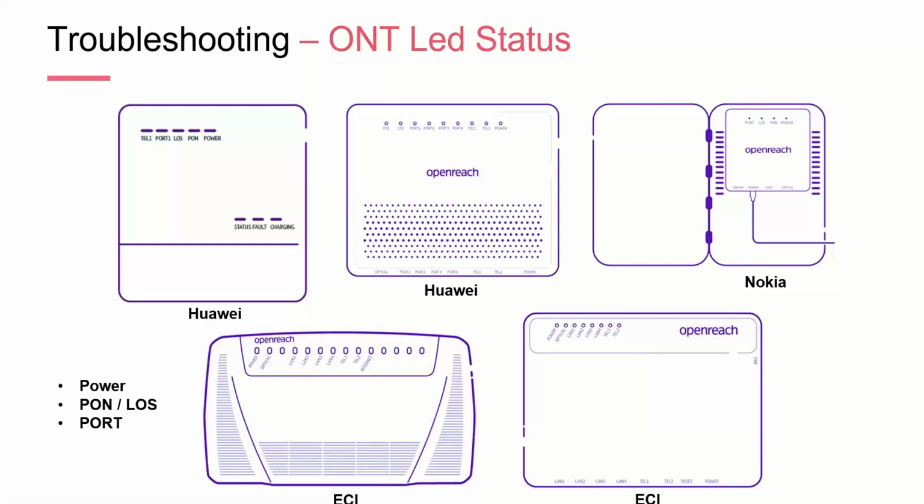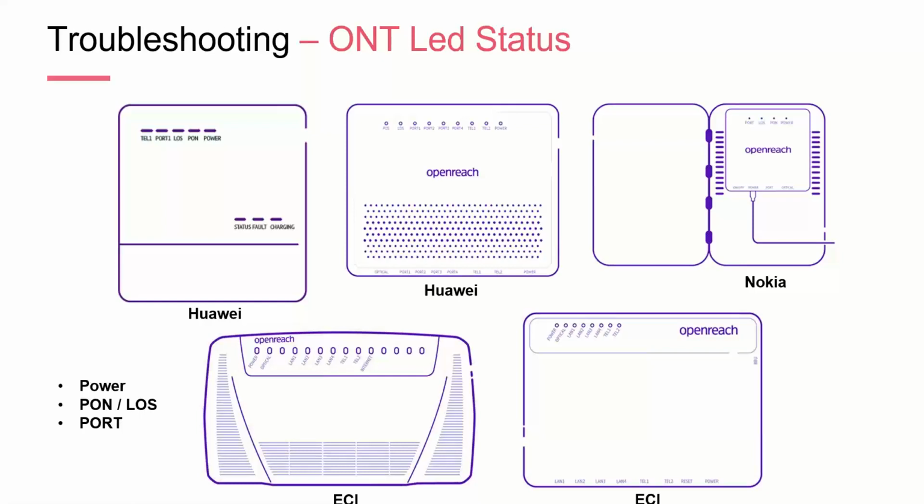I've got a list of all the different ONTs you might come across. There are ones provided by Huawei, Nokia, and ECI, and generally the things to look at are the power LED, the PON or LOS light, and the port. The power LED should be on, which shows that it's powered, and the PON should be green. If it's flashing, it means there's some communication going, but it might mean that it's provisioning. But if it's off, this means there's no fibre optic link.